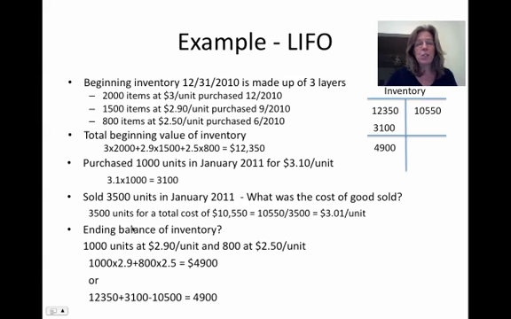And then the next question is, well, what is the ending balance in inventory? There's 2 ways to calculate that. One is to look at actually what are the unit balances. So if you remember, we took 500 of this item at $2.90, so there's going to be 1,000 left there. In addition, we never really drew down this layer, so we're still going to have 800 at $2.50. So 1,000 at $2.90 plus 800 at $2.50 is $4,900. That's also equal to $12,350 plus $3,100 purchase minus the cost of goods sold of $10,550, and that's $4,900.